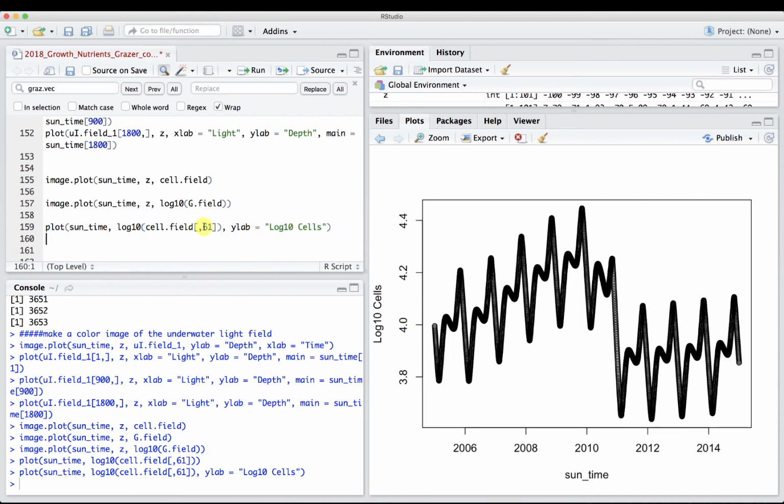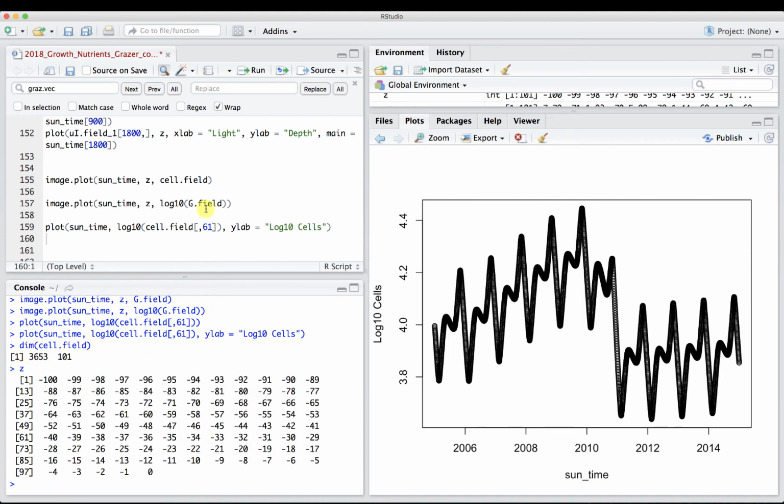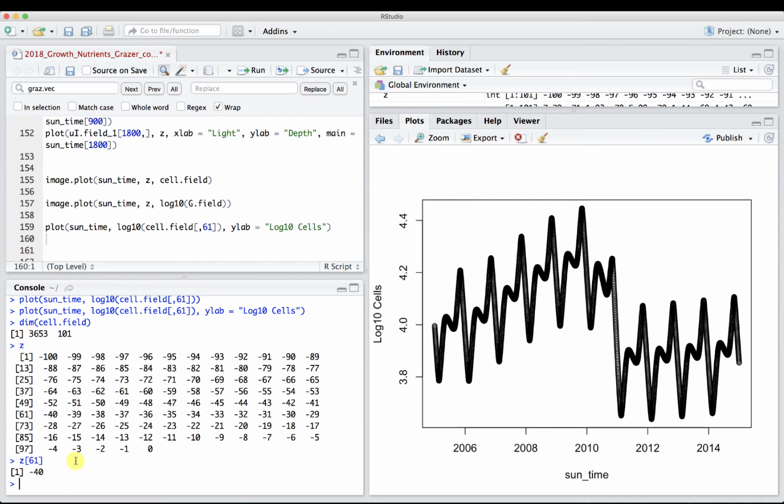And 61, what's the number? The dimensions of cell field are this many time periods, rows, and the columns are 101, which corresponds to the length of z. So length 61, right here, here's the 61st element, is at 40 meters deep. So if we do z 61, we get the depth of minus 40. So that's what this is here, 40 meters.